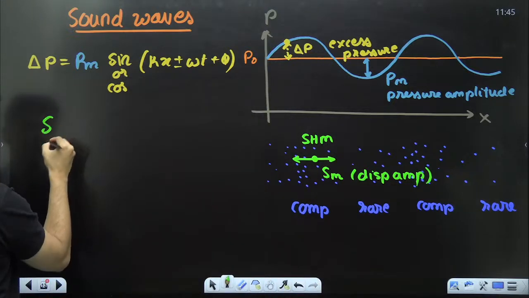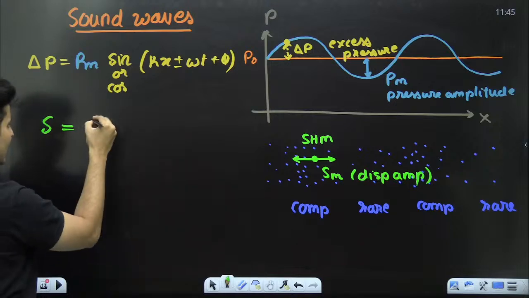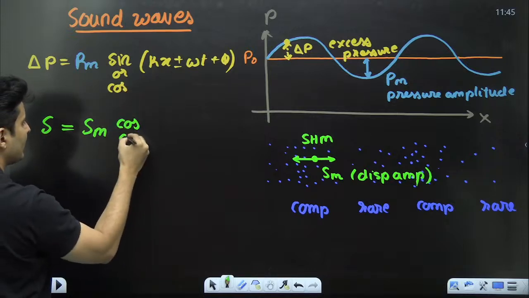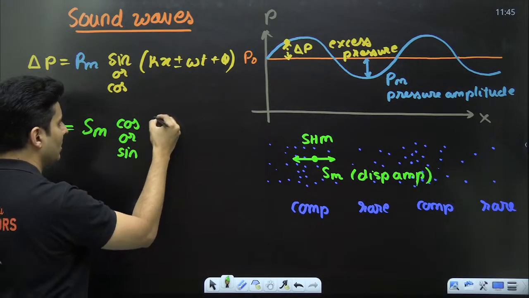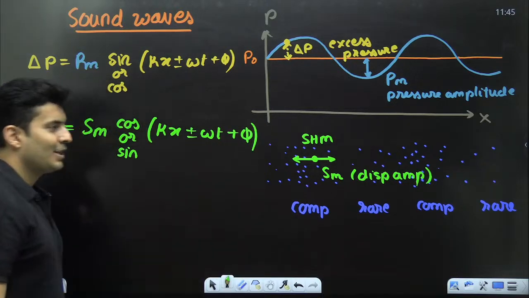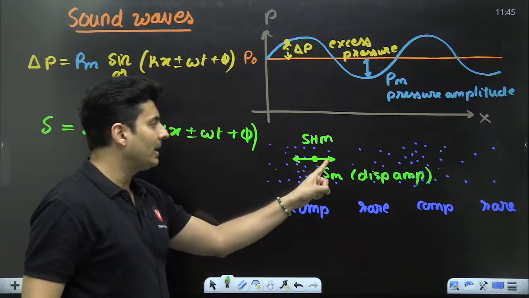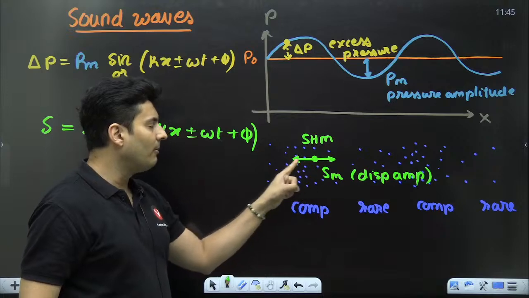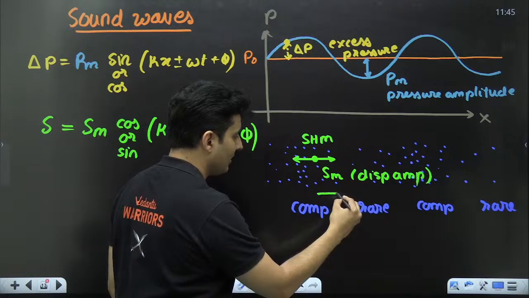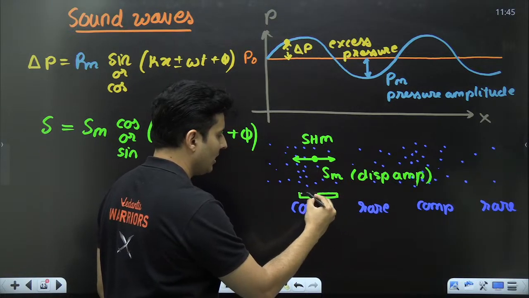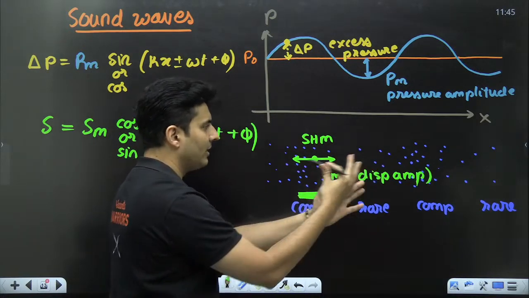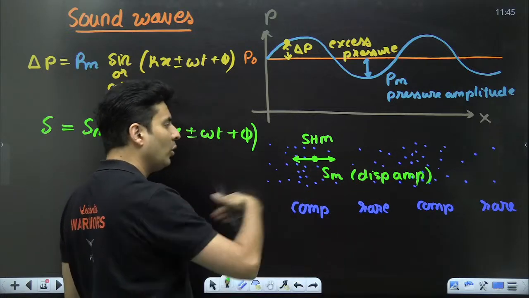And the displacement of any such particle along x-axis is given by SM. If you use sine, use cos here. If you use cos, then use sine over here. I'll come to that also in a bit. And then kx plus minus omega t plus phi. This is the displacement of the particle at any instant. The displacement is only limited to the amplitude of it. So once the particle is here, then it is here, then it stops, and then it is coming back. So the particle keeps on moving back and forth, as the alternate compressions and rarefactions keep flowing through that region.